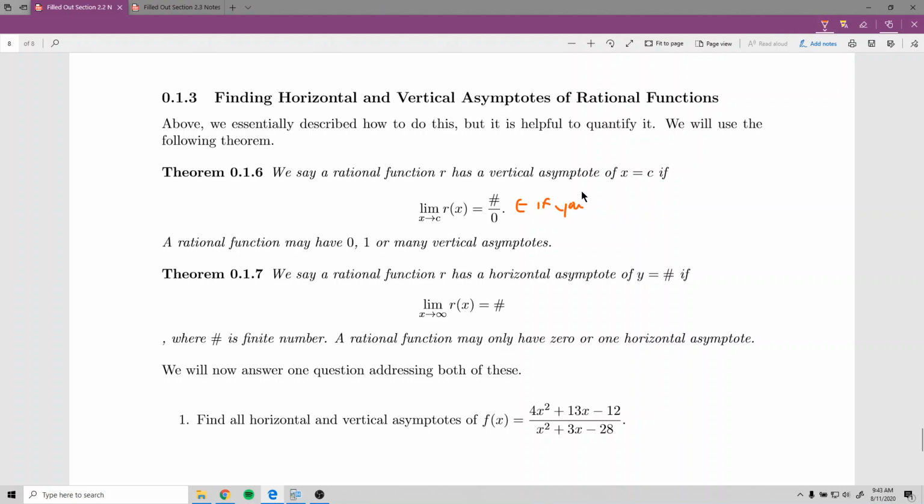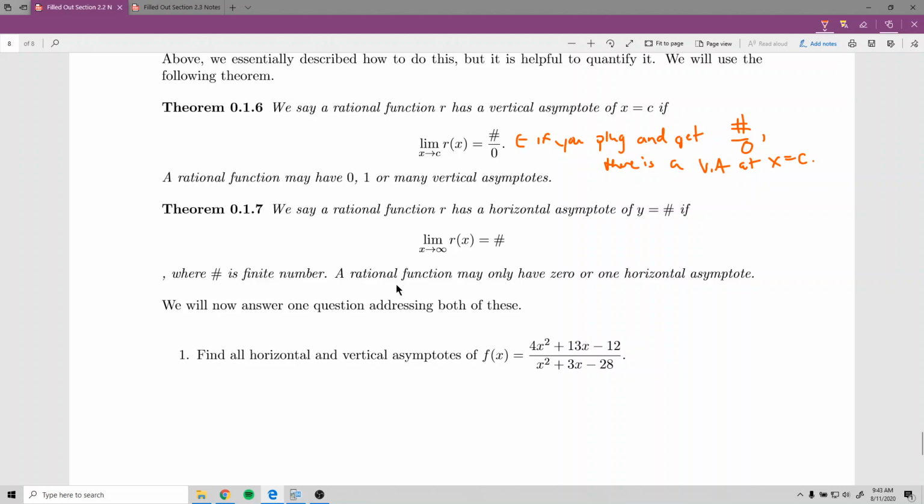Actually, let's word this even a little easier than that. If you plug in and get a number over 0, there is a vertical asymptote at x equals c. And a rational function may have any amount of vertical asymptotes. It doesn't have to have any. It can have one. It can have more than one.